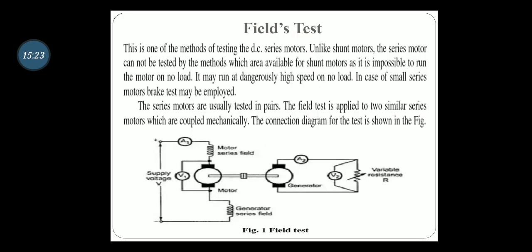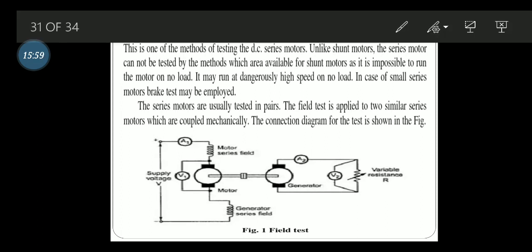Now let me move towards one more test of the indirect method of testing, that is the field test. In the case of the field test, this can be employed for the DC series motor. Unlike shunt motors, the series motor cannot be tested by the methods available for shunt motors, as it is impossible to run the motor on no load. You know, a series motor cannot run under no load condition.